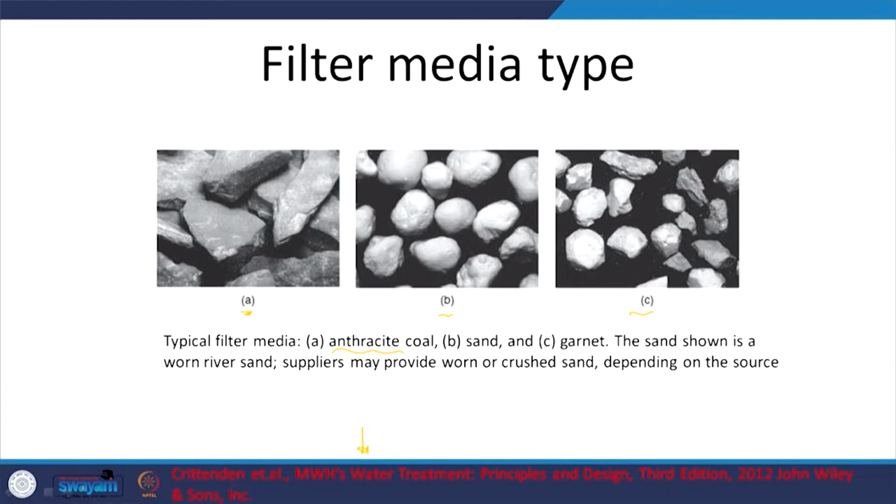And why is this well rounded? They say that it is because it is river sand, and because water has flowed around it, you are going to have rounded shapes. The vendors can also provide crushed sand depending on the source. That is something to keep in mind, because that will affect your percentage of removal anyway, right.